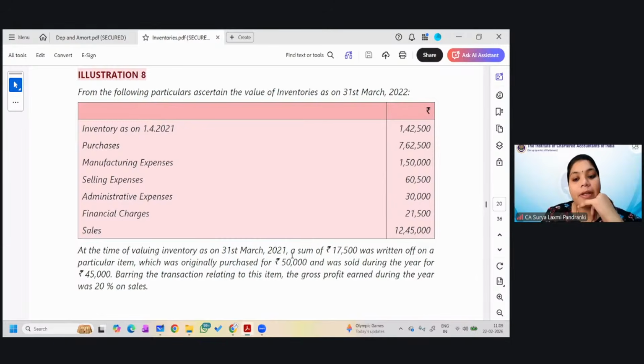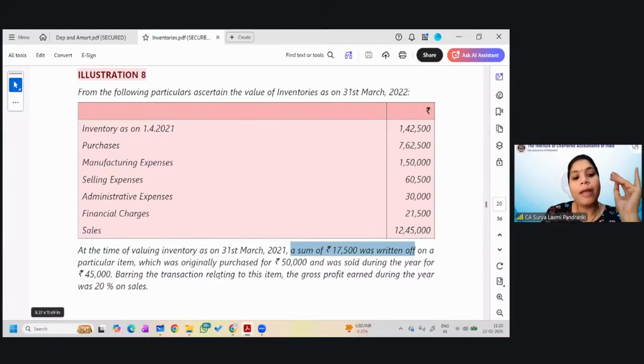What is that adjustment? They're telling you that a sum of 17,500 was written off on a particular item which was originally purchased for 50,000. So the value now is not 50,000; it has come down by 17,500. Okay, fine. And what did they do after that? They sold this particular item in the current year, for 40,000.